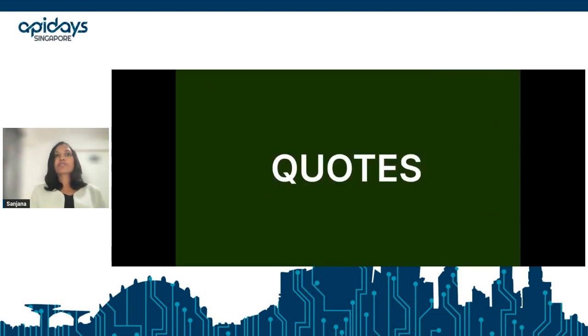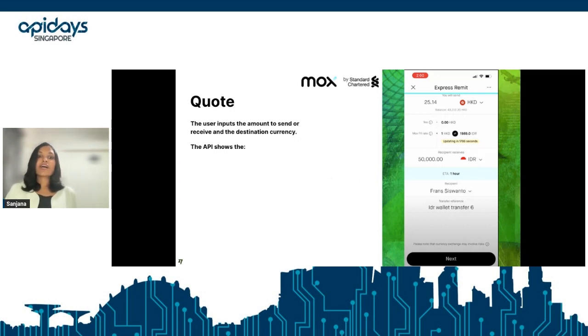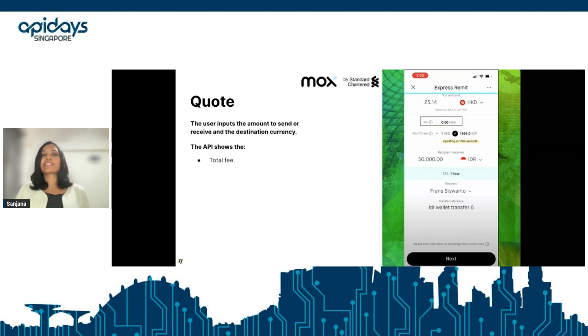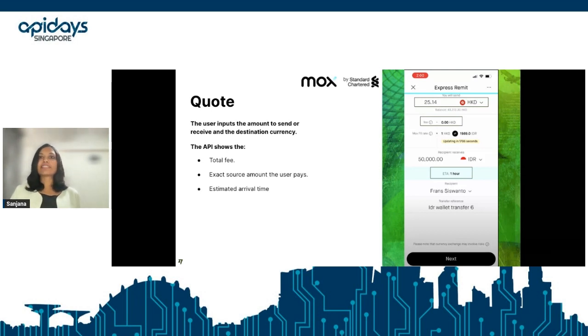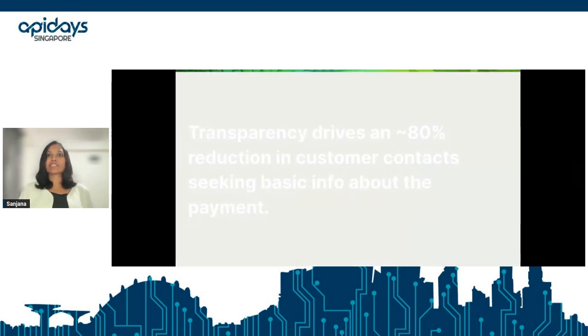Nice. Now let's move a bit more in depth to see how our APIs actually power the customer experience to the next level. On the quote screen, you can see total fees. This ensures our customers are well aware of our fees. Exact source amount, our user base, and delivery estimation. So basically, this is the estimated arrival time of the money. So how do we actually get this working?